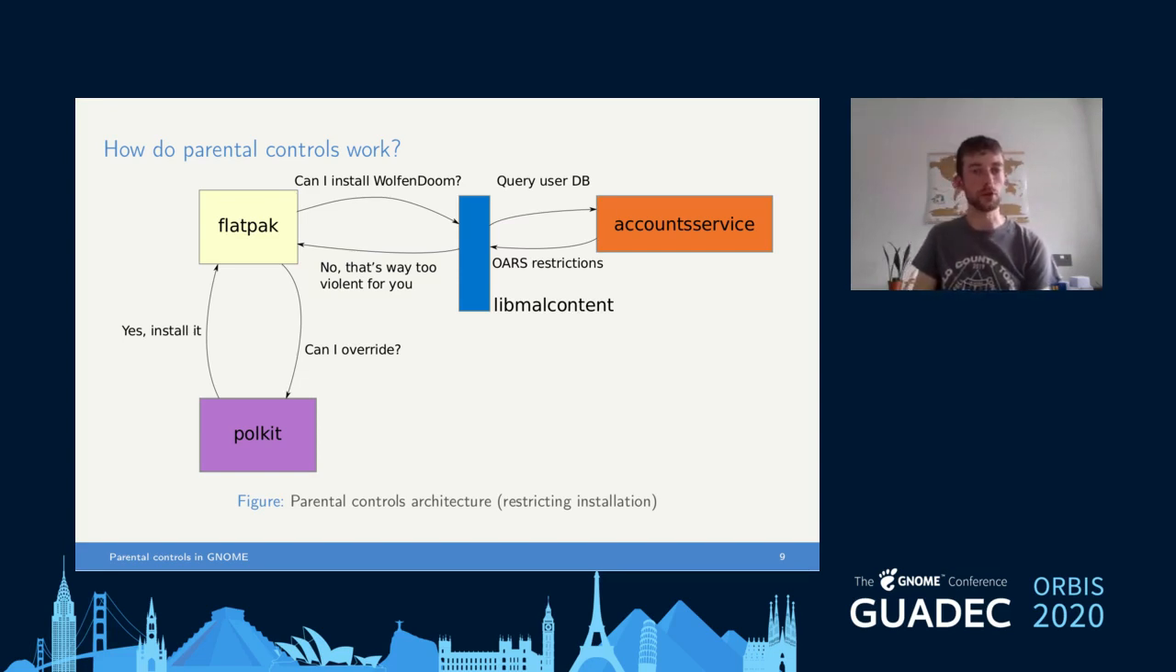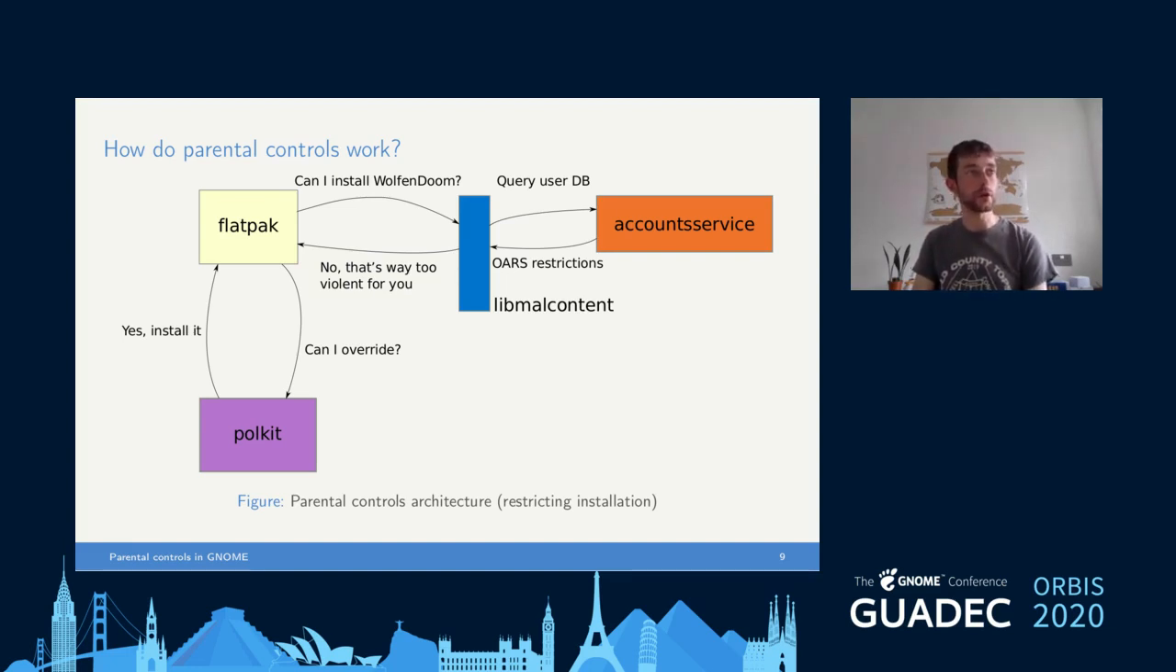Flatpak passes the OARS, which is the Open Age Rating Service metadata for Wolfen Doom, from its upstream file to libmalcontent, which is the parental controls library. This metadata contains various ratings to describe the app, whether it contains bloody violence, religious references, sexual content, that kind of thing. Each app, and that's not just games, should have this metadata, otherwise it'll have to be assumed to be maximally violent, maximally sexual, full of gambling, and so on, because we wouldn't have the data to say otherwise.